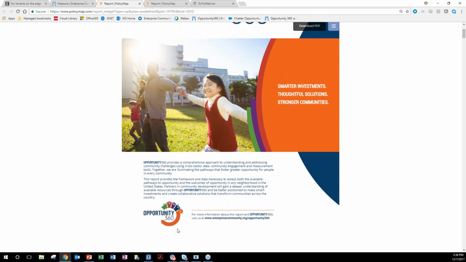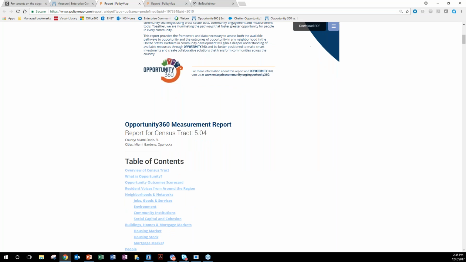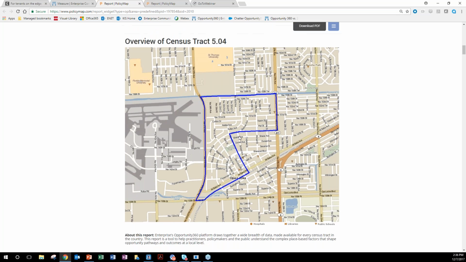But it also gives you contextual information. So how does opportunity look in that neighborhood compared to every other neighborhood in the country, compared to every other neighborhood in the state of Florida, and then to every other neighborhood in the region. So if I just go down, first of all, it gives me this orientation.